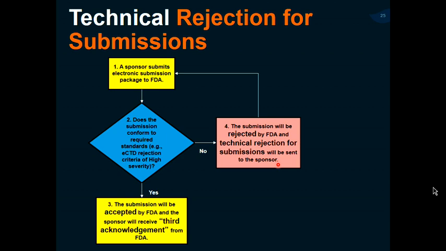If you look at the process for technical rejection of submissions, once sponsors submit the electronic submission package to FDA, FDA will check whether this submission conforms to required standards using the eCTD rejection criteria of high severity. If any criteria are violated, the submission will be rejected by FDA, and a technical rejection for the submission will be sent to the sponsor by the electronic submission gateway. Once it conforms to the standards, the submission will be accepted by FDA, and the sponsor will receive the 3rd acknowledgement from the FDA.